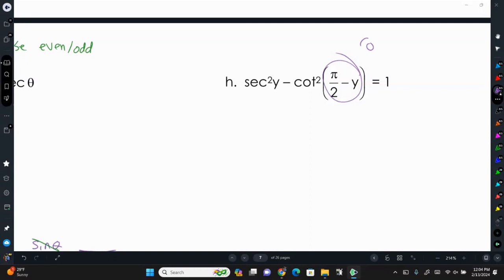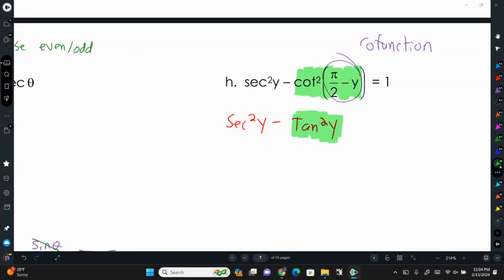Remember the cofunctions identities, cofunction. And that sheet says that the cotangent of pi over 2 minus y, or any angle, is equal to tangent. So secant squared y minus tangent squared y. So this is equal to that.